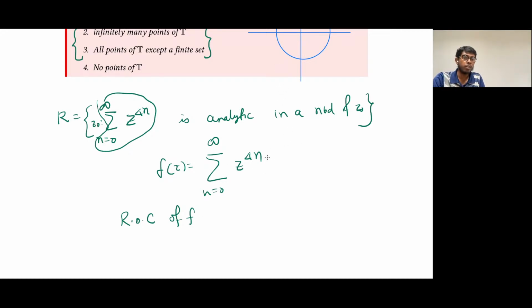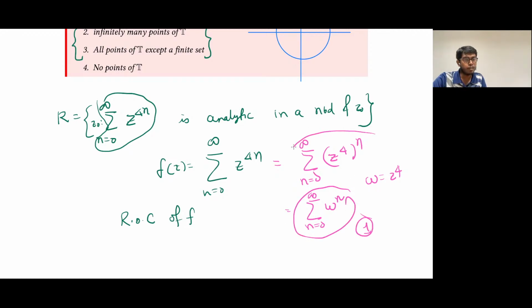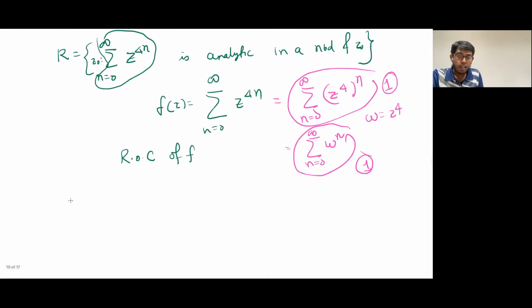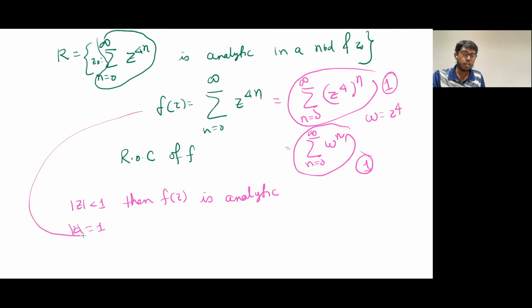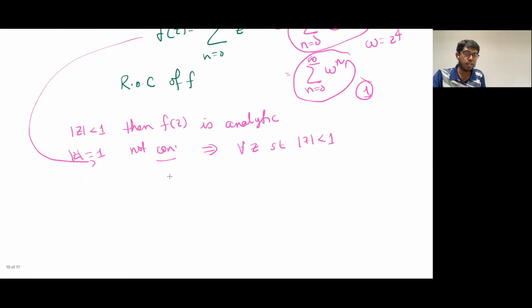Because what is this? You can write it as the summation n equals 0 to infinity of z to the power 4 to the n. This is the same as the sum of w to the n, where w equals z to the power 4. The radius of convergence of this is 1, and hence the radius of convergence of F is 1. So if mod z is less than 1, then F(z) is analytic. But if mod z equals 1, then this sum is not convergent, and hence at 1, minus 1, i and minus i, these 4 points, the function is not analytic. Therefore, the region R is z such that mod z is less than 1.